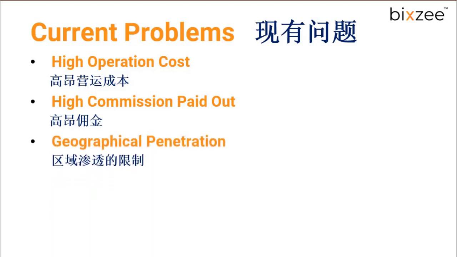Third, geographical penetration. For example, now you are operating in KL and you try to sell to Johor, but there is no representative in Johor. So there will be difficulties for you to penetrate other states or other places that do not have a salesperson.